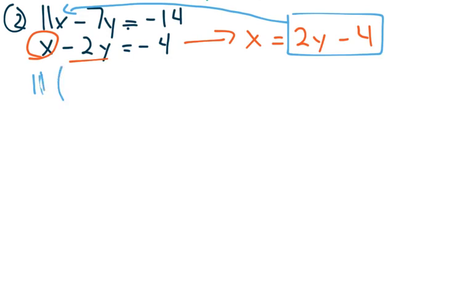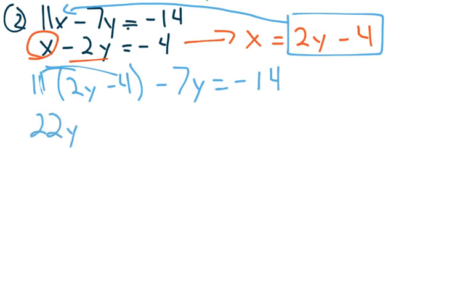11, we know what x is. X is 2y minus 4. Then we have minus 7y equals negative 14. Okay, distribute. 11 times 2y is 22y. 11 times negative 4 is negative 44. Then we have minus 7y equals negative 14.